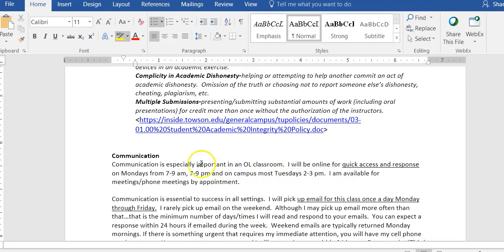Communication, again, I'm repeating when I'm online. This says 2 to 3 p.m. The other one's at 7 to 9 a.m., 7 to 9 p.m., and this is telling you when I'm on campus. I am still online in the morning, but this is when I'm on campus.